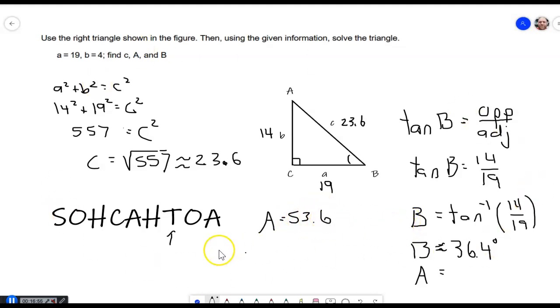And there you go. So that's how we're going to do a lot of these types of problems that you're going to do in that section.